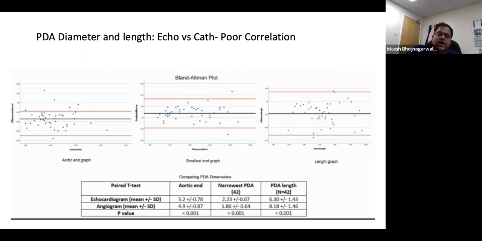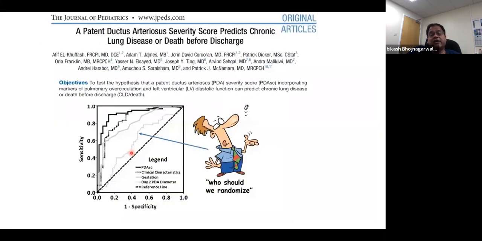And there's one study which shows that when you compare your ductal size on a cath as well as on the echo, there is no correlation. To an extent, Akif, in his paper, which he published to quantify a severity score, compared the severity score with the incidence of CLD, and showed that ductal size had the poorest correlation. He goes on to say that treating a duct based on ductal size is like flipping a coin. You should basically not even consider that.